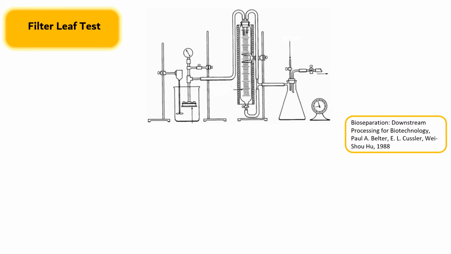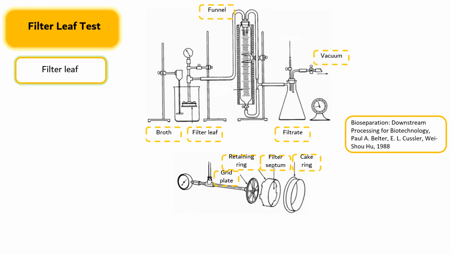Filter leaf test. If we plan to use a continuous rotary filter, we need to carry out a filter leaf test. This equipment primarily consists of a broth vessel, filter leaf, graduated funnel, filtrate vessel, and adjustable vacuum source. In addition, we need washing liquid and receiving vessels. The procedure consists of manually manipulating a filter leaf of known area through the sequence of steps that occur during a continuous rotary filter cycle.